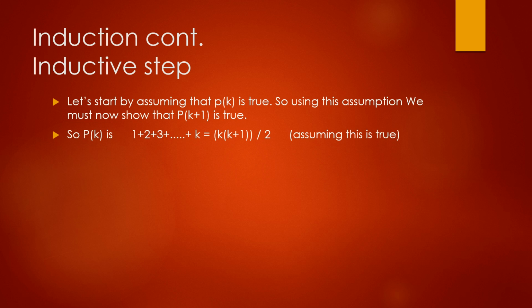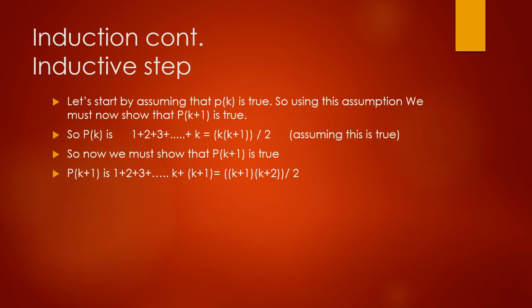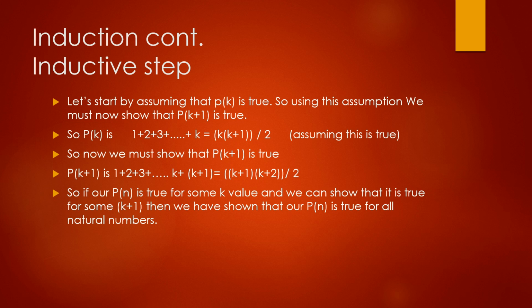So p of k is 1 plus 2 plus 3 all the way up to k equals k times k plus 1 all over 2. And we're assuming that our p of k statement is true. So now we must show that p of k plus 1 is also true. So p of k plus 1 is 1 plus 2 plus 3 all the way up to k plus k plus 1 equals k plus 1 times k plus 2 all over 2. So if our p of n is true for some k value, and we can show that it is true for k plus 1, then we have shown that our p of n is true for all natural numbers.